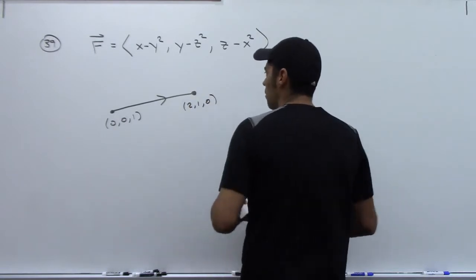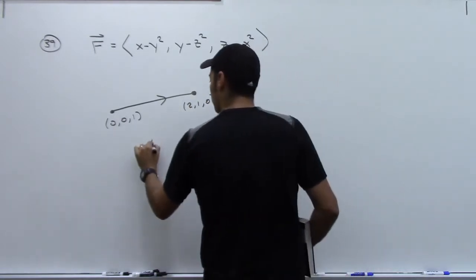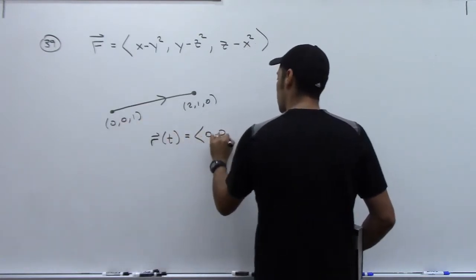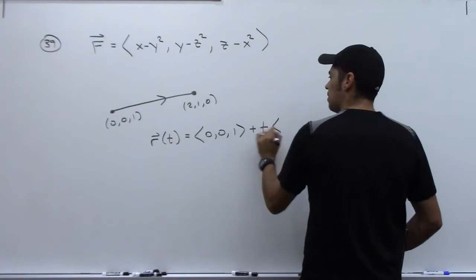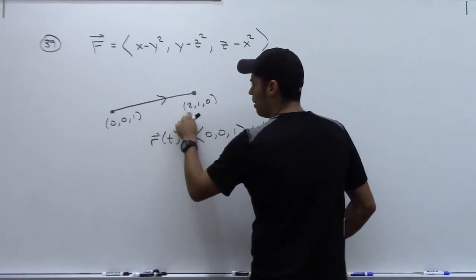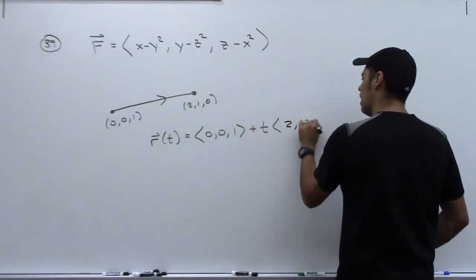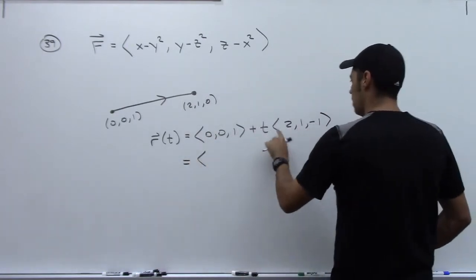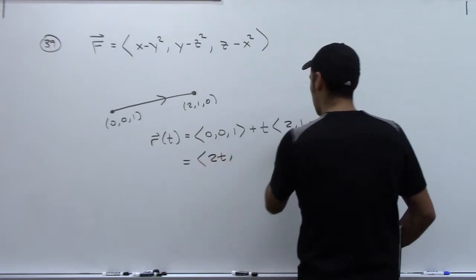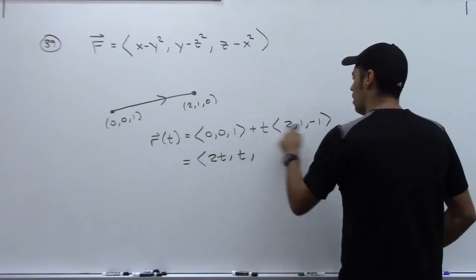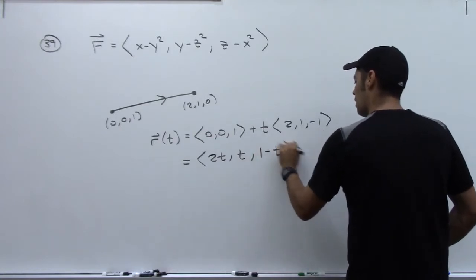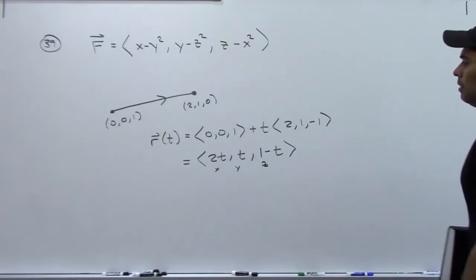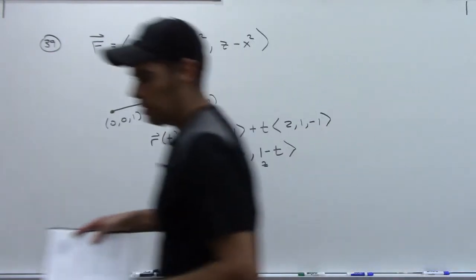So I'm going to come up with a vector curve that'll do this for me. R of t will be equal to, I'm going to start here, so 0, 0, 1 plus t times, and now the vector going from here to here will be 2, 1, negative 1. And if I put those together, I get, let's see, 2t, t, and 1 minus t. So this is your x, your y, your z. I think that's all I need.